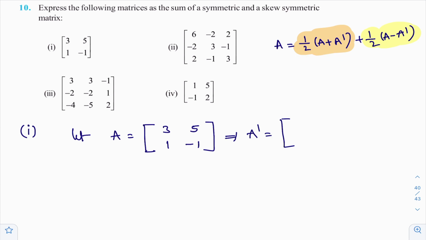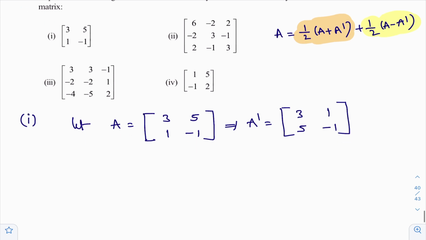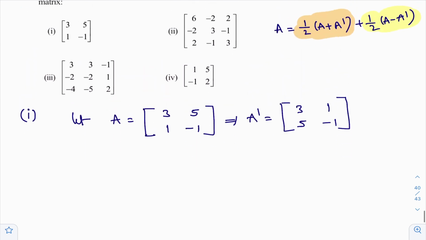How to calculate A dash? You write the first row as the first column. Okay, you write the second row as the second column. 1, minus 1. Okay, A dash is calculated. Now, I just want to calculate half into A plus A dash. For that, I need A plus A dash.